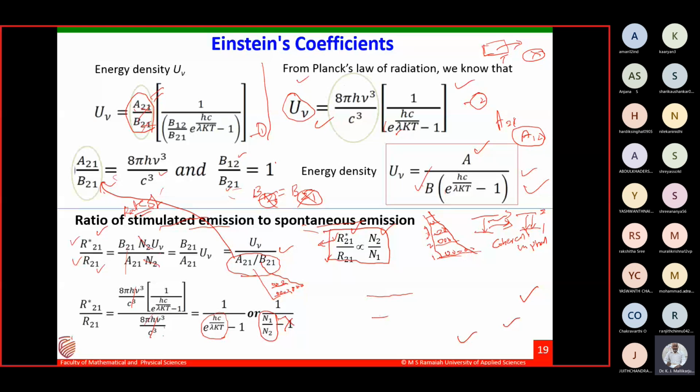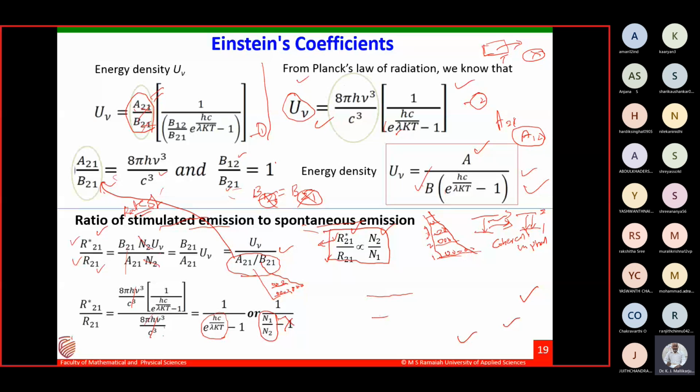See here, by default, N2 is the lower number compared to N1. For example, if I have 100 atoms in the ground floor, I will have only 90 atoms in the higher energy level. Therefore, this becomes 0.9. That means R21 star is less than R21 by default. But what I need is that whenever atoms go to a higher energy level, they should undergo stimulated emission, not spontaneous emission. They should not come back immediately.